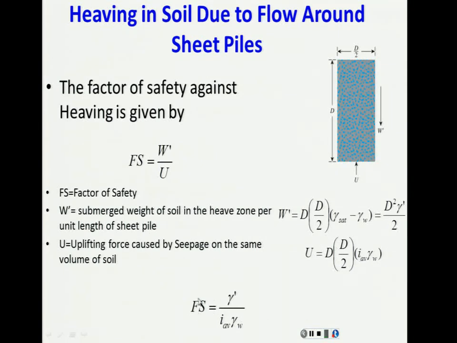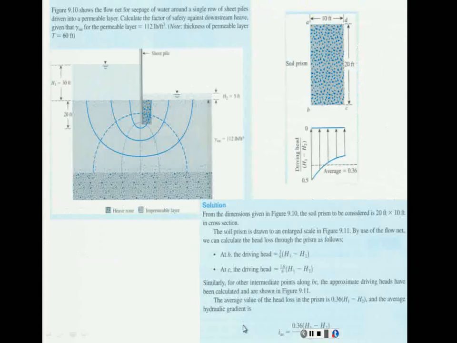And the factor of safety, basically, when we divide this by this, this term and this term cancel out, this and this cancel out, and we only have gamma prime divided by the hydraulic gradient times gamma of the water. That's what we have there.